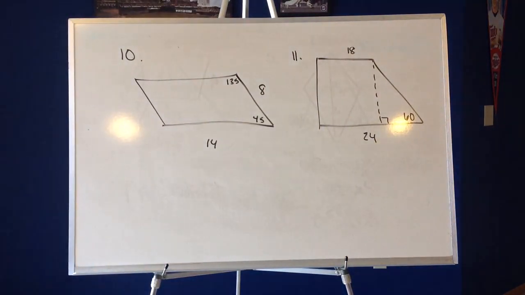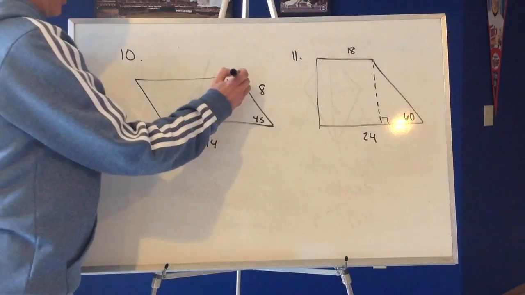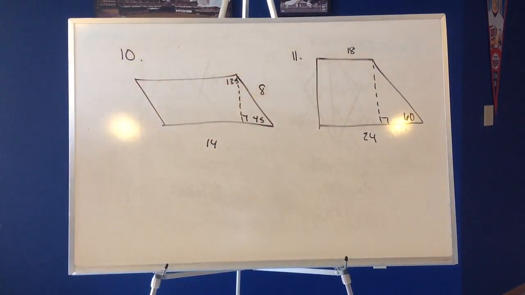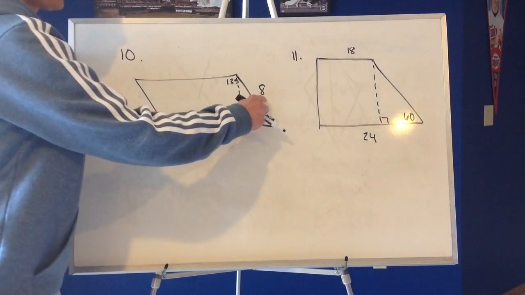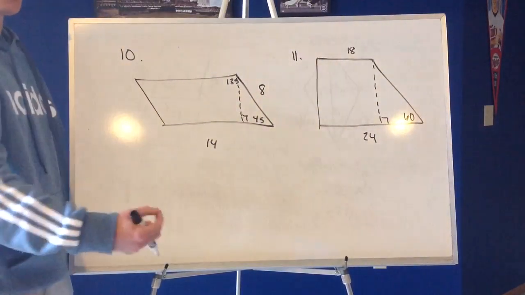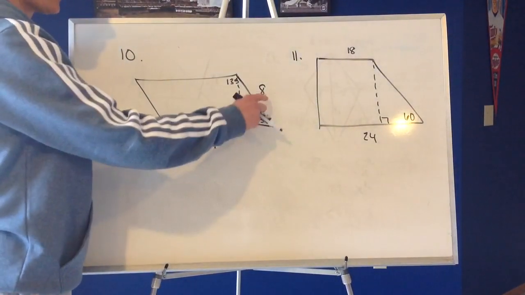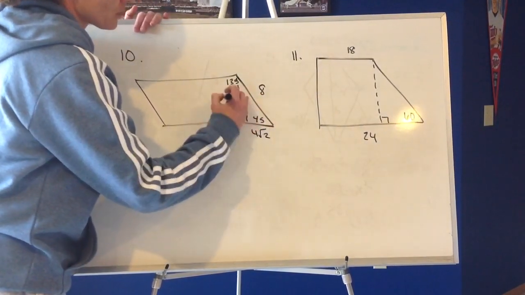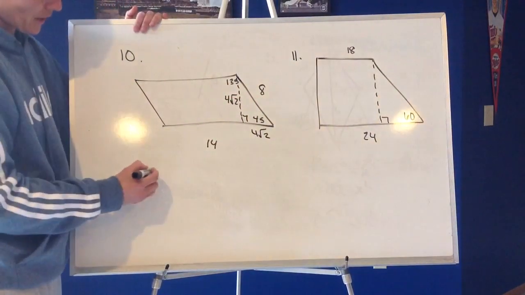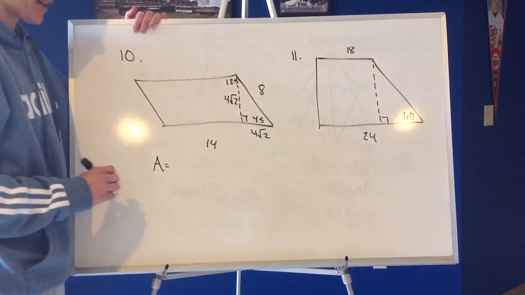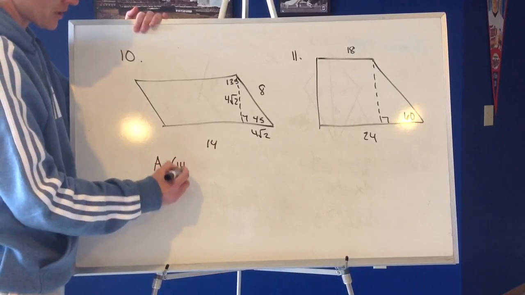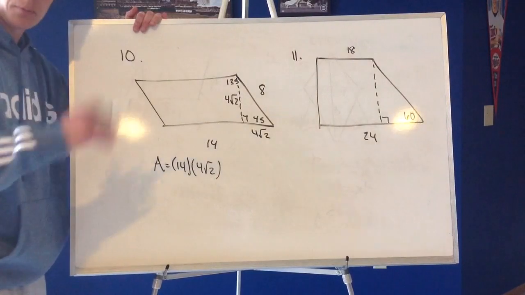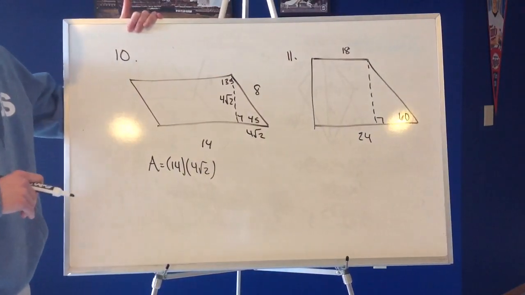All right, so for the first one here, again, need to draw in your height. Now, when you draw in your height, you end up creating a 45, 45, 90 that you're going to work with. Okay, so 8 would be the hypotenuse, so I would divide by the square root of 2 to get both these sides. 8 divided by square root of 2, when you simplify it, will give you 4 square root of 2. So then area of a parallelogram is base times height. So my base would be my 14, and my height would be my 4 square root of 2. And you can multiply those, and that will give you your answer on that one.